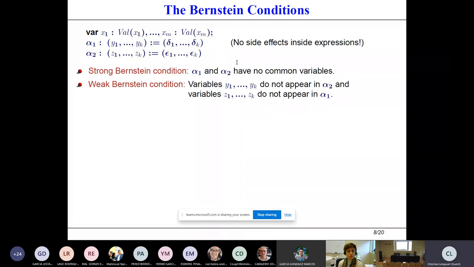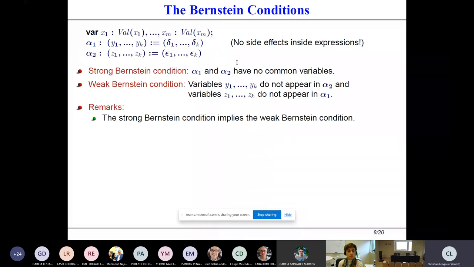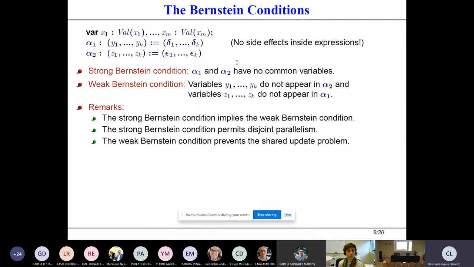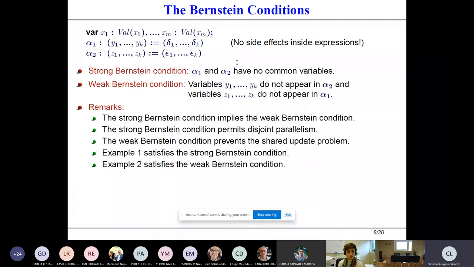Okay. Now, let's review our examples. First of all, a few remarks about the Bernstein conditions. Of course, the strong Bernstein condition implies the weak Bernstein condition. Now, the strong Bernstein condition permits disjoint parallelism, trivial independence, as I said. The weak Bernstein condition prevents the shared update problem. So it is shared reading only, essentially. Example one, that was the first trivial example, satisfies the strong Bernstein condition. Example two, with shared reading, satisfies the weak Bernstein condition.